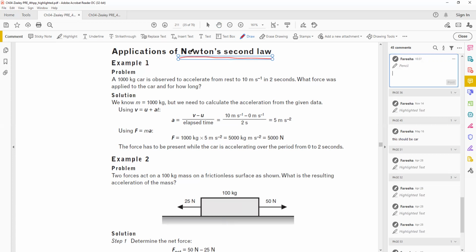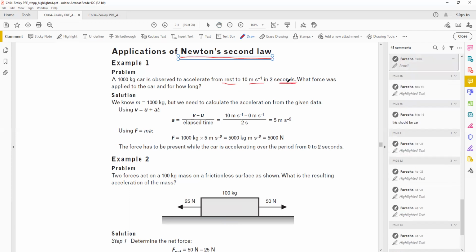Now, we are using this law to solve this problem here, you can see. The statement is a 1,000 kg car is accelerating from rest to 10 meters per second in 2 seconds. What force was applied to the car? When you say a body is at rest, it means that the initial velocity was equal to 0. The final velocity is equal to 10 meters per second. The time is given to be 2 seconds. And you have to find the force. F is equal to what?